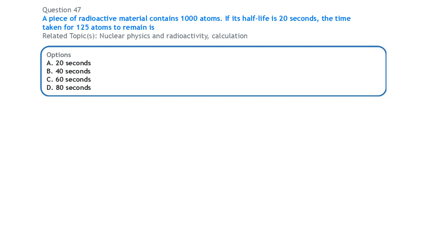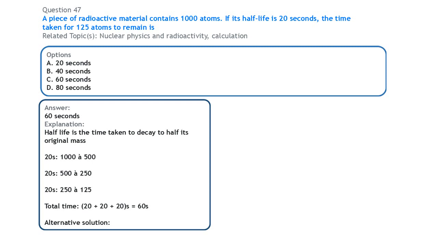Now this radioactive material contains 1000 atoms, and its half-life is 20 seconds. What this means is that after 20 seconds, half of these atoms will be lost, and it will remain like 500. So this radioactive material will get to half of what it has originally. So after 20 seconds, it is now going to have 500 atoms. So the time taken for 125 atoms to remain, that is what we have to find.